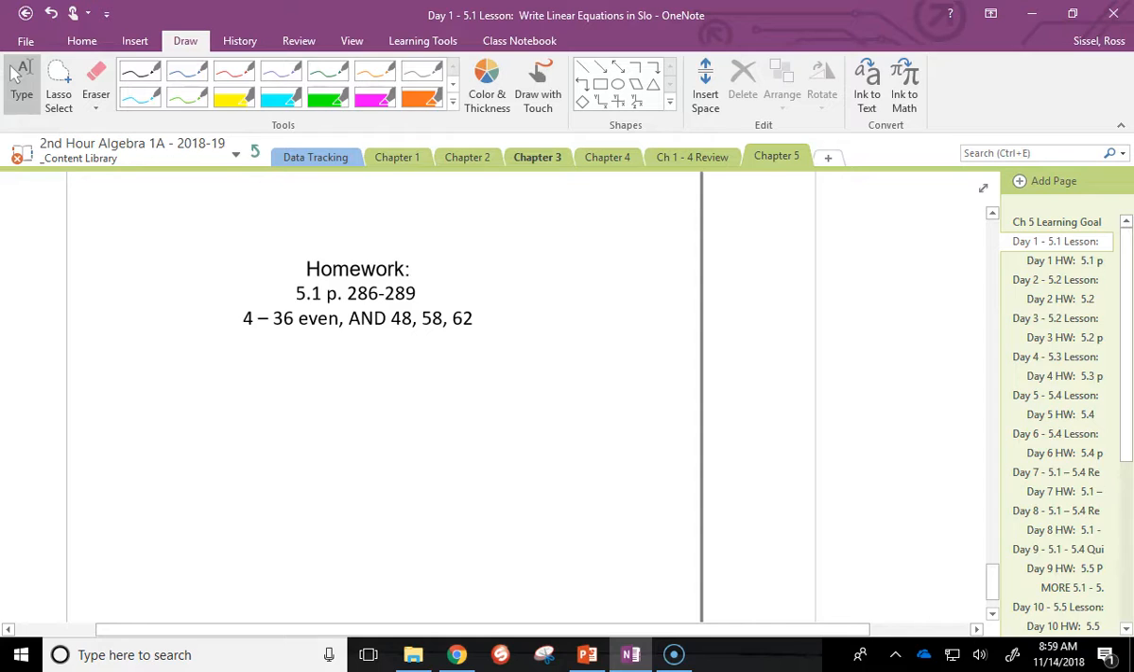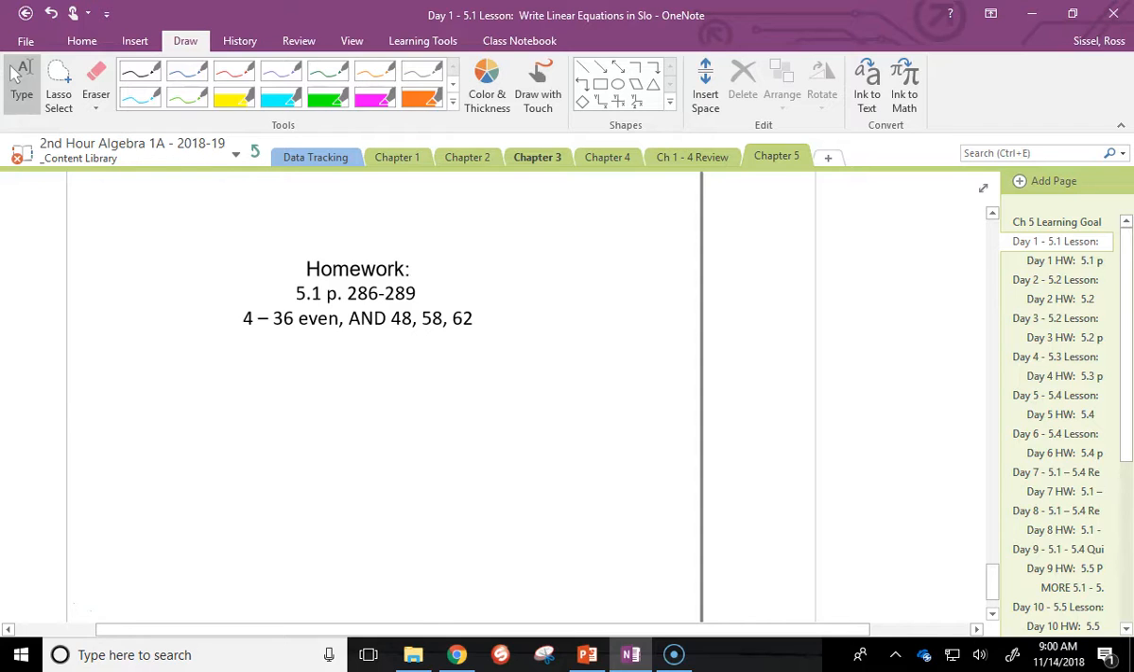Our homework. I've got to make sure everyone understands because we have two parts of our homework. Homework: page 286, 289, 4 through 36 even, and numbers 48, 58, 62. That is the one that will get graded tomorrow. We will check it in class right away.